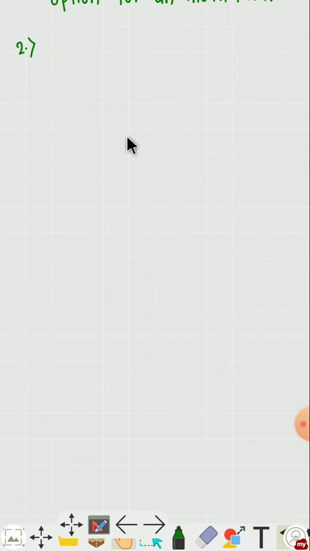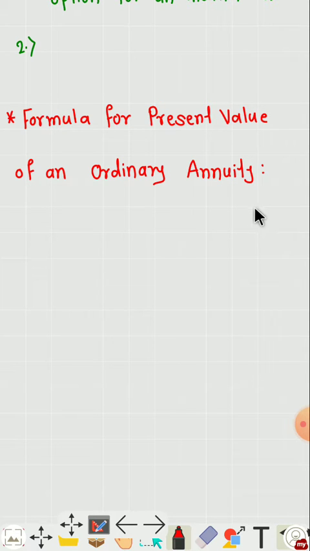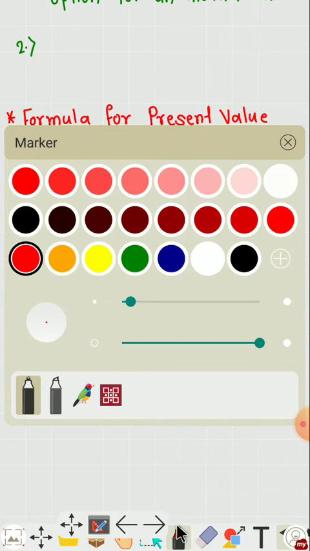Formula for the present value of an ordinary annuity. This formula is obtained by finding the present value of each of its periodic payments and then summing it up. It is given by, so let us write the formula.